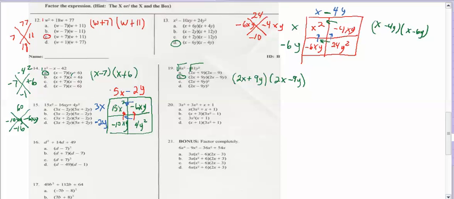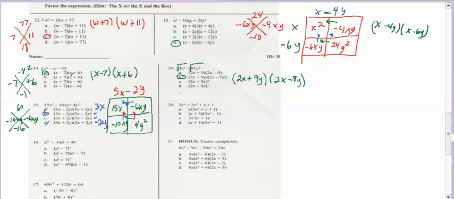So we're looking for 5x minus 2y, so it could be that one or that one, so not these two. And then we're looking for 3x minus 2y. So on 15, it's letter B.